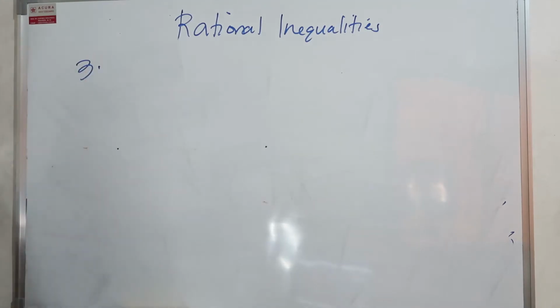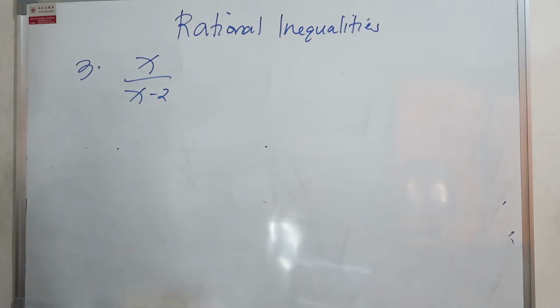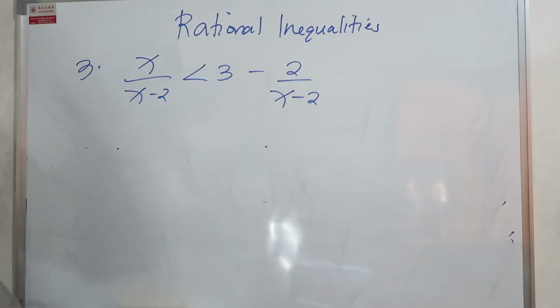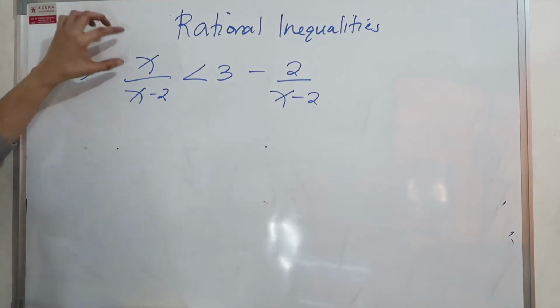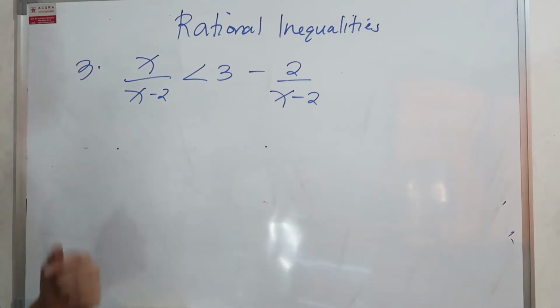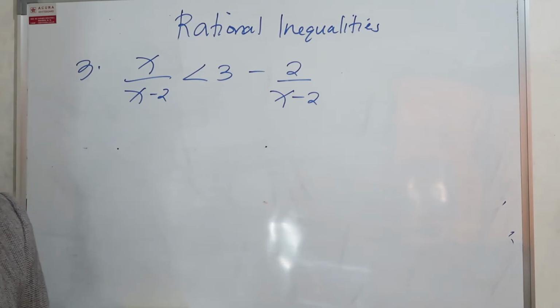Okay. Next, number 3. X over x minus 2 less than 3 minus 2 over x minus 2. So how do we answer number 3? How do we answer that?